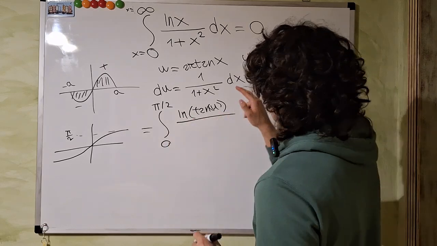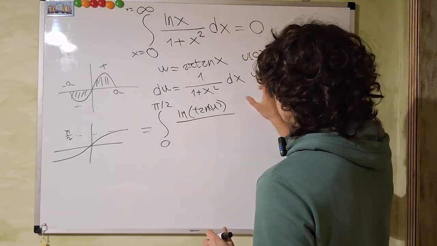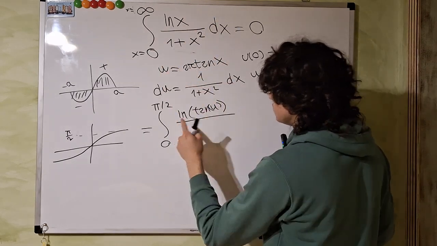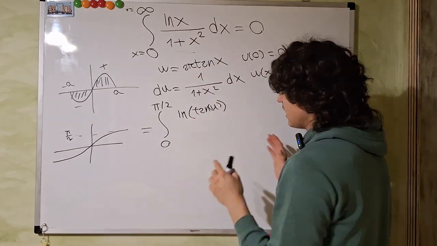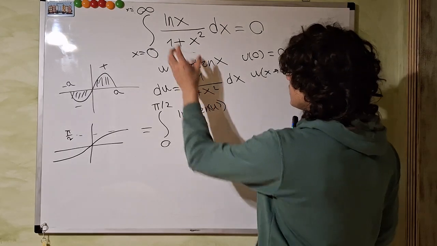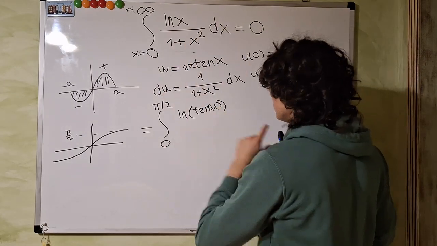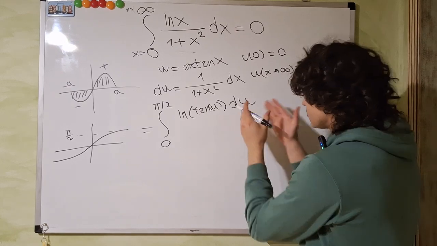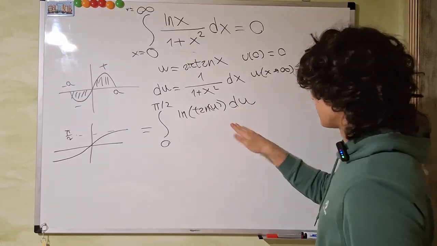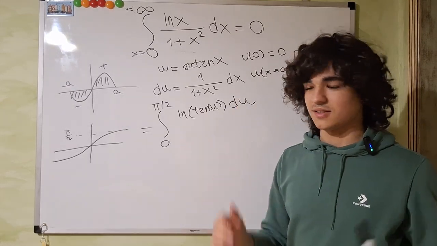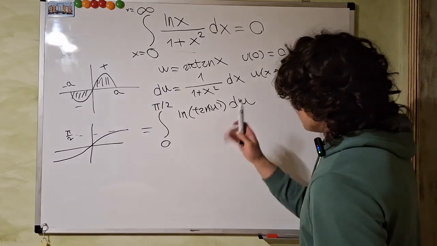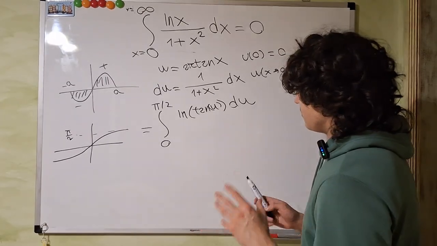Divided by 1 plus x squared dx. But all of this is our du. So we just take 1 plus x squared dx, and this is what we call du. So we can get rid of it, it's all in the du factor. It's not a factor, but you get the idea. And this is now the integral.